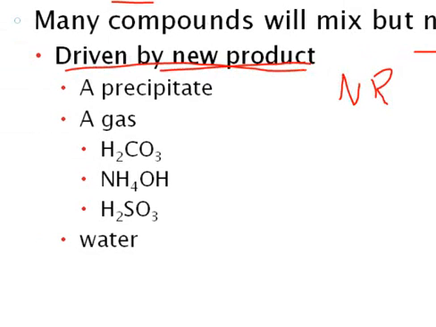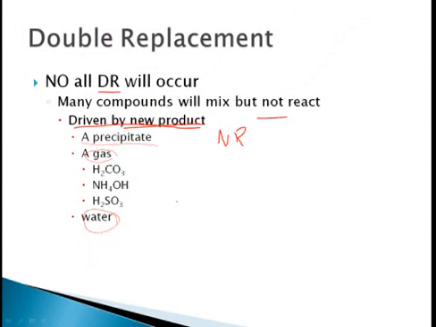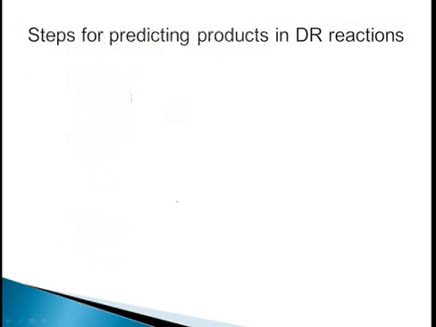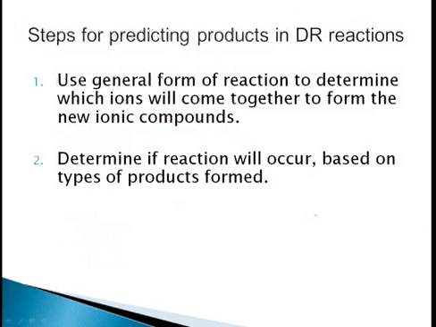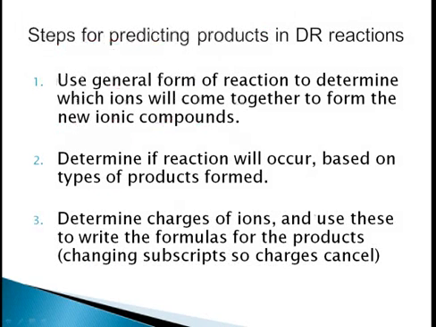The three products that are possible that you need to be able to recognize are a precipitate, a solid, and I'll show you how to figure that out, a gas, or water. Okay, so let's talk about the steps. The first thing is to use the general form of the reaction to determine which ions come together. You determine if the reaction is going to occur, and then you figure out the products, the charges of the ions, write the subscripts, and then balance.